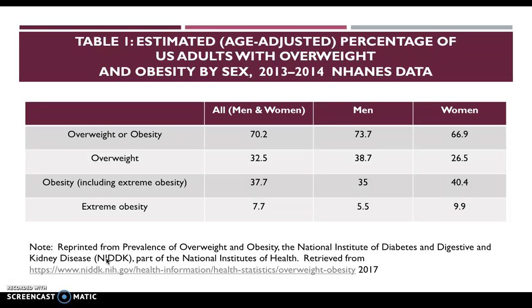This table shows the estimated percentage of U.S. adults that are overweight by sex. This data is from 2013 to 14. More than 2 in 3 adults were considered to be overweight or have obesity, and about 1 in 13 adults were considered to have extreme obesity. Note that obesity and extreme obesity were higher in women than men in both categories.